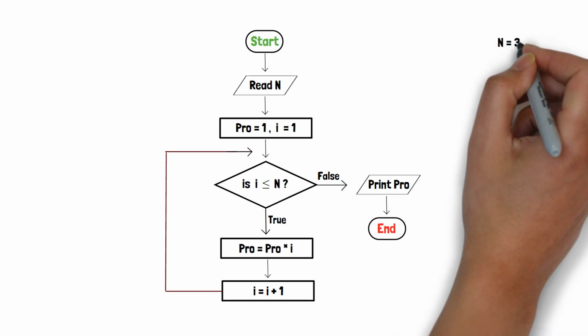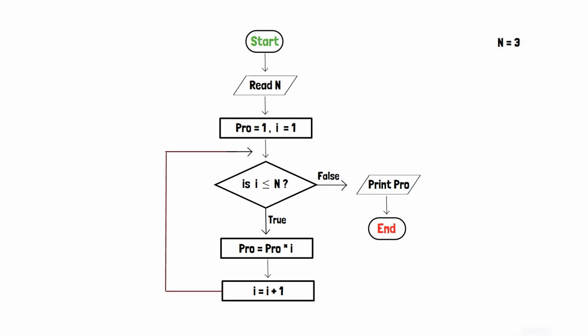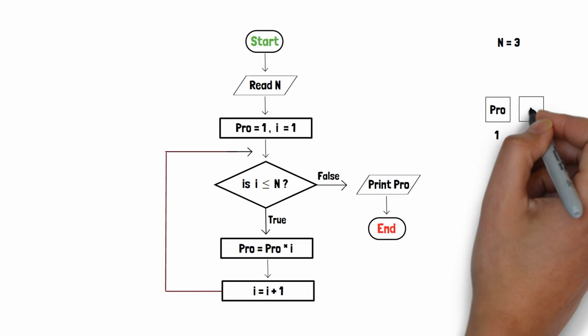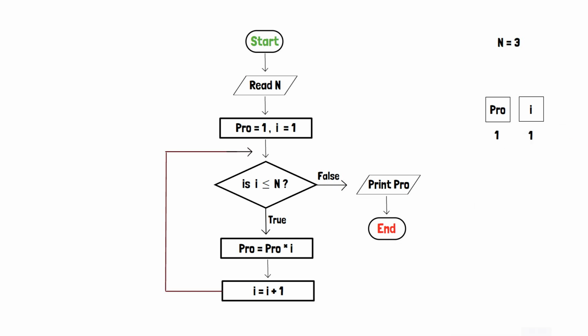Consider n is equal to 3. At initial state, the value of variable pro is 1 and variable I is also 1. Since I is equal to 1 and 1 is less than or equal to 3, the condition in the decision box is true. Thus, pro remains 1 as 1 multiplied by 1 is 1 and I is incremented by 1, which is 2.